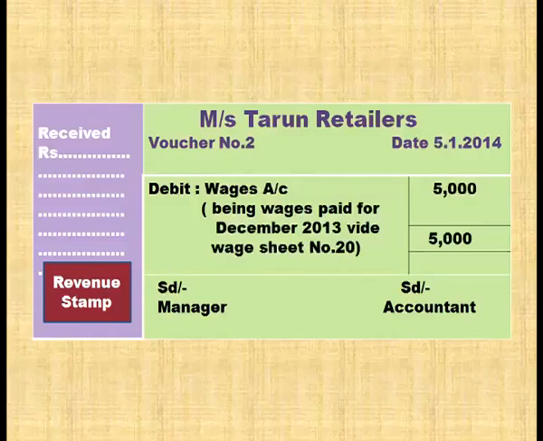Wages paid, second transaction of this organization. So, Messrs. Tarun Retailers, voucher number, date. Then debit wages account debit to cash, that is the entry. So, we will write the name of the account to be debited. Debit wages account, amount in the amount column. Narration after writing the title of the account to be debited. Signed by the accountant and countersigned by the manager.